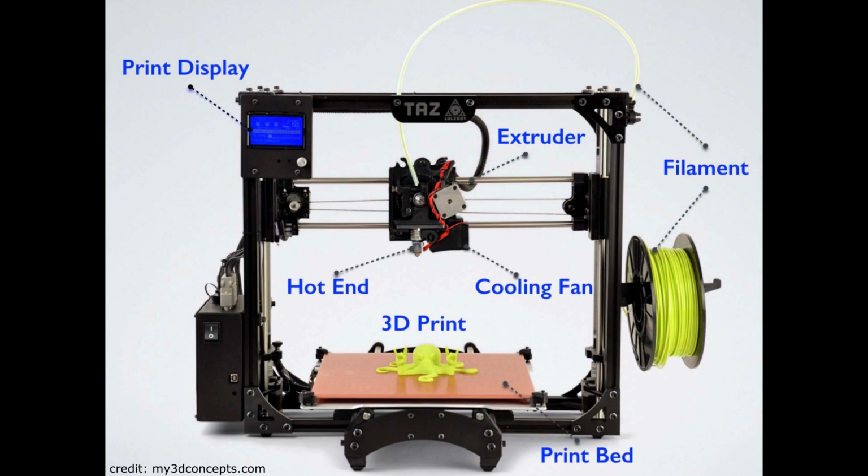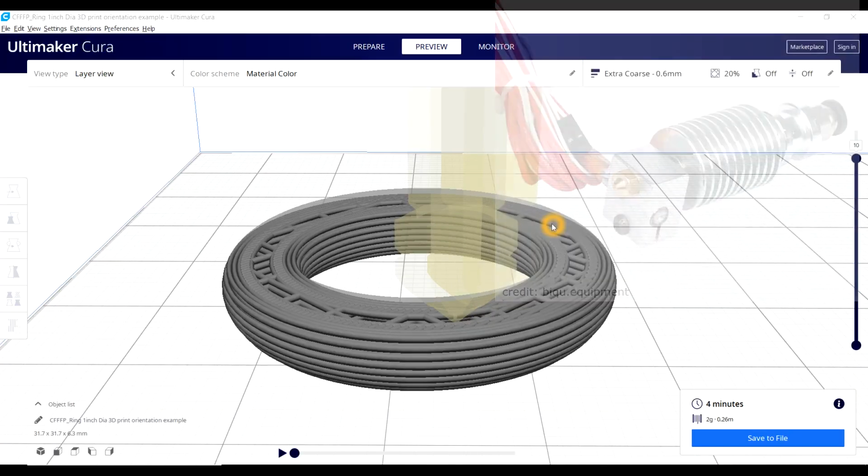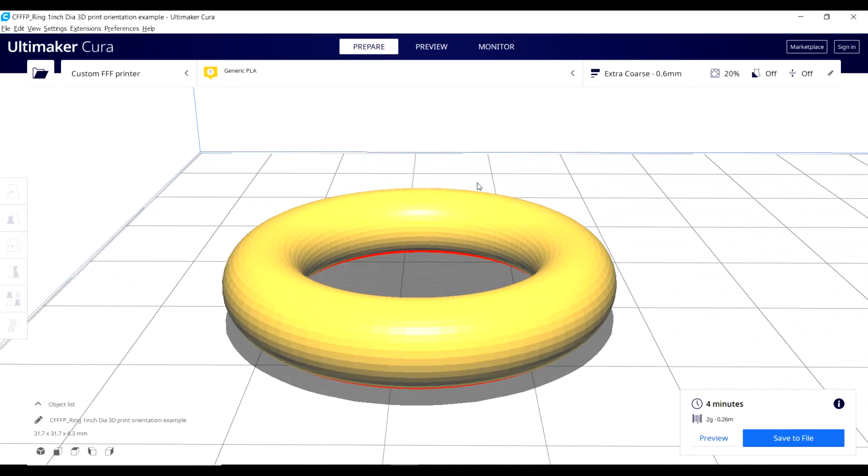The filament is fed into the printer's hot end. The hot end is the business end of a 3D printer. The hot end is comprised of the extruder nozzle and heater. Here, the plastic is heated and forced through a small nozzle. The hot end extrudes plastic onto the build plate.